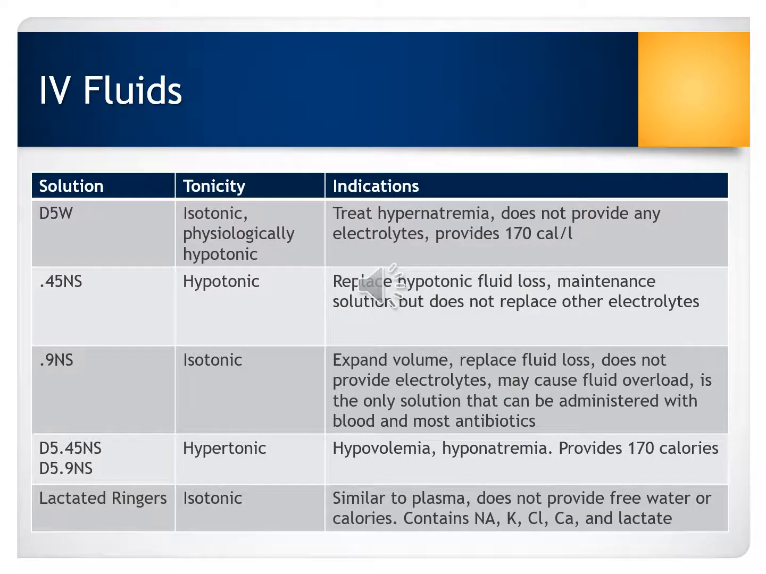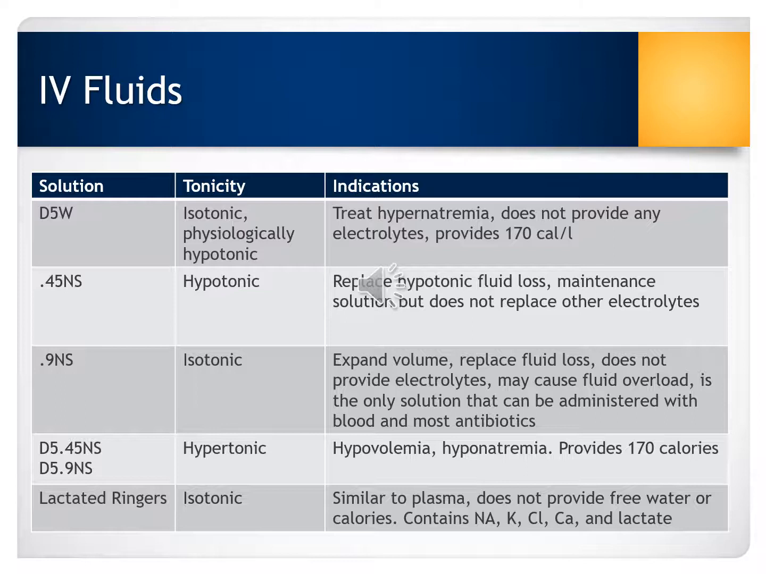Some common types of IV fluids are listed here. We have D5W, which is 5% dextrose in water. It is isotonic, but it is physiologically hypotonic. It can be used to treat hyponatremia, but it does not provide any electrolytes. It does provide a small amount of calories as well.